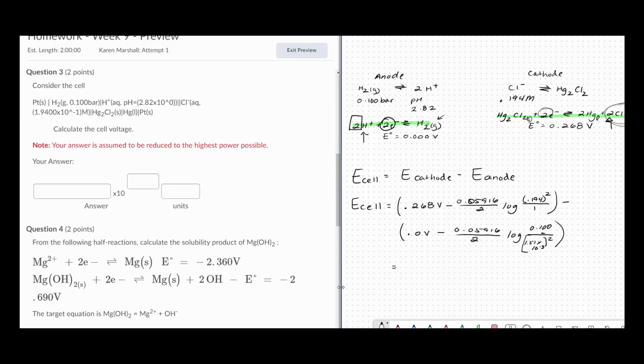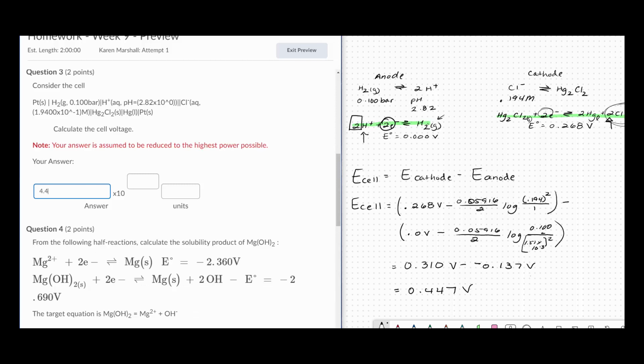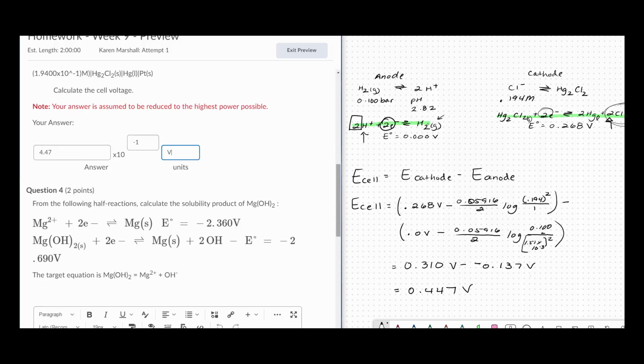So for the E of the cathode, when I do this calculation, I get 0.310 volts, and for the E of the anode, I get a negative 0.137. So the E of the cell is still the E of the cathode minus the E of the anode, and the E of the cell is then 0.447 volts. Now the system would like this in scientific notation, so 4.47 times 10 to the negative 1, and this time we need our units. The units are volts. That's a capital V.